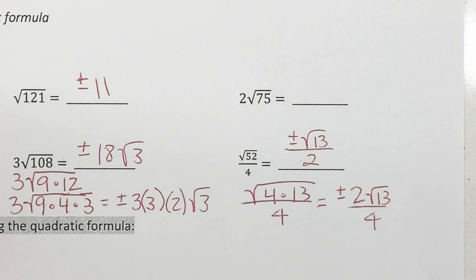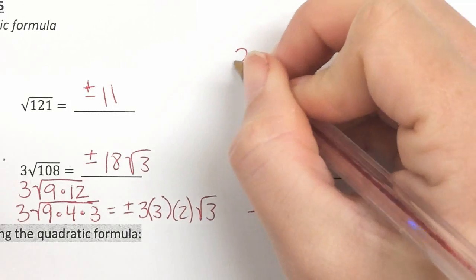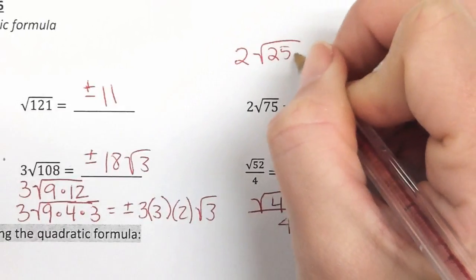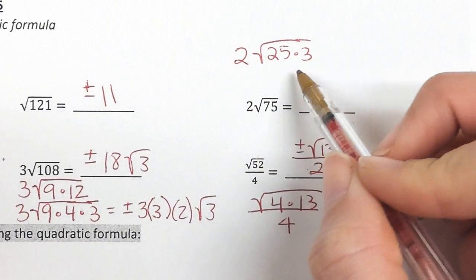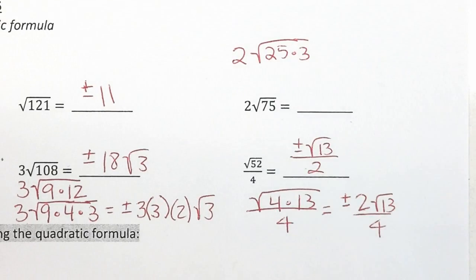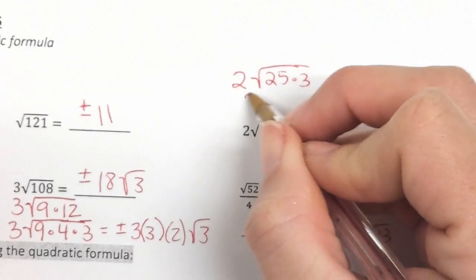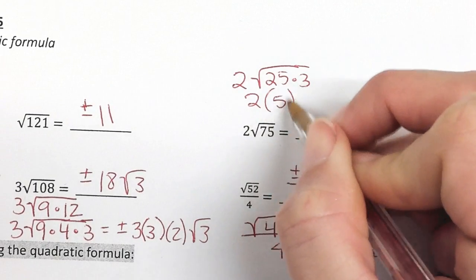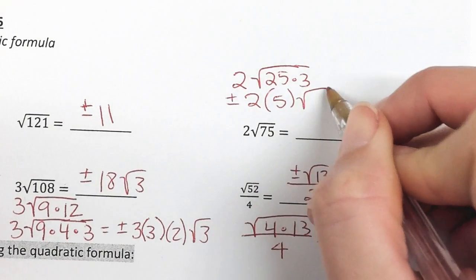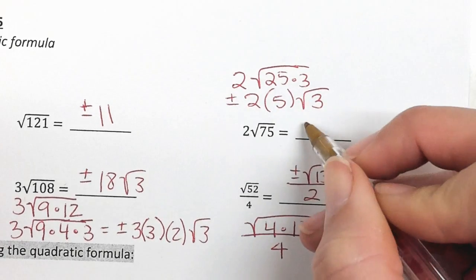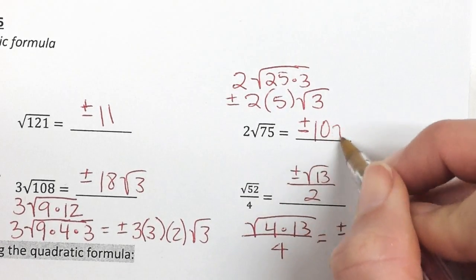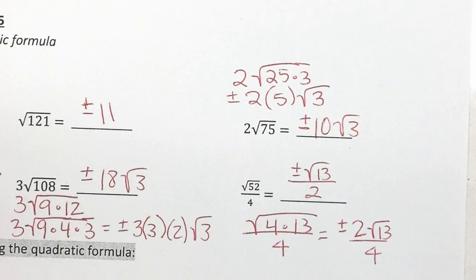Alright, can I have a volunteer for the next one? You used 25 and 3. Good. You could use 25 and 3, because 25 times 3 is what? And 25 is a perfect square. The square root of 25 is 5, so we could put 2 times 5, and then what's left underneath the radical? So tell me my final answer. 10. Perfect. Any questions about that one? It was really easy.